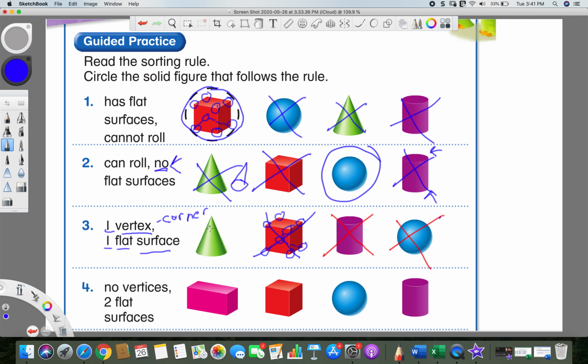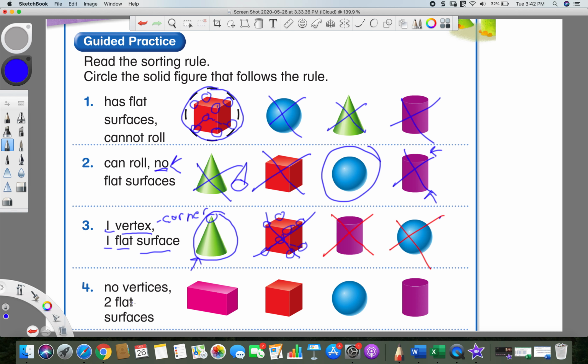What about this cone? How many corners does it have? It has 1 right there. And what about flat surface? How many? It just has 1. And look, it's standing on top of it. See? Right there at the bottom. All right, so we would circle the cone. That's the shape that we're looking for. That's what they're describing as 1 vertex and 1 flat surface.